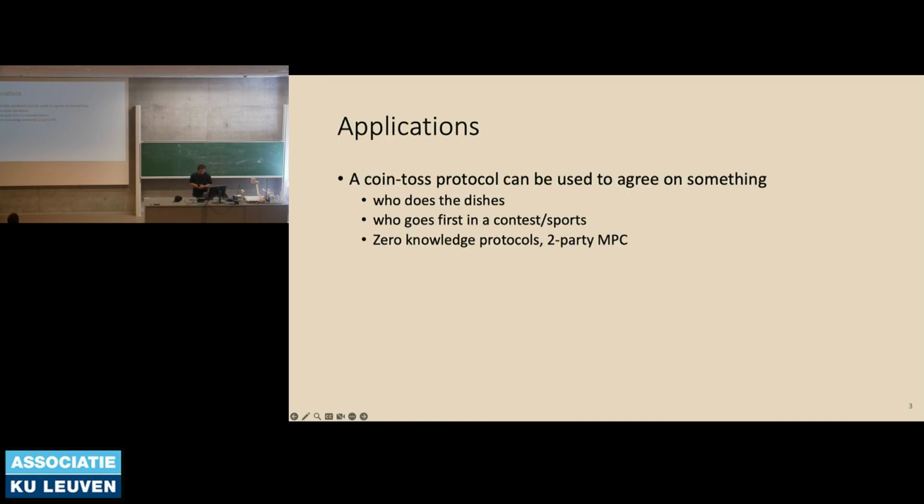Some of the applications of randomness: for example, you and your roommate are fighting over who will do the dishes today. You decide that you will have a system, and who's going to start, right? You can use a coin toss protocol because it's a one-time thing. Once you start, you'll never need a coin toss again. It's also used in zero-knowledge protocols. So let's say you just want to terminate, you need one-time randomness, you can use a coin toss protocol. And also in two-party MPC.